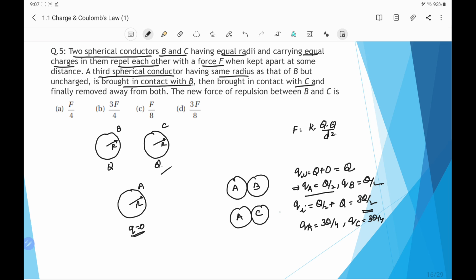And now the new force of repulsion between B and C will be F dash, that is equal to K into charge on B, which is now Q by 2, and charge on C, which will be 3Q by 4, and the distance between them is the same, d square. So we can write it is 3 by 8 into K Q square by d square, or we can write it is 3 by 8 into F, because K Q square by d square is F. Hence option D is the correct option.